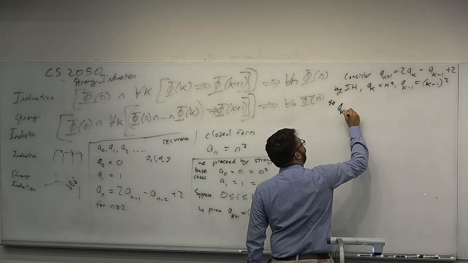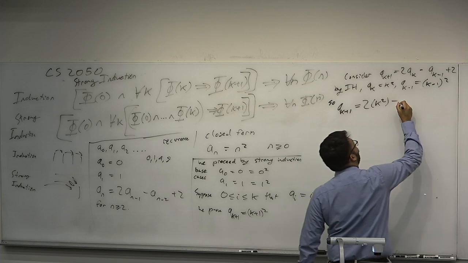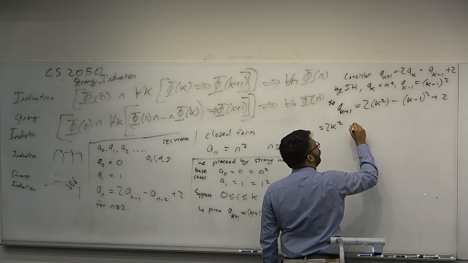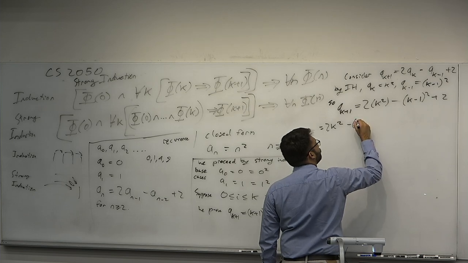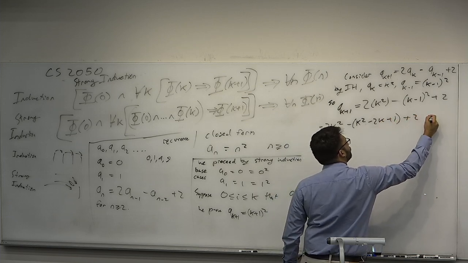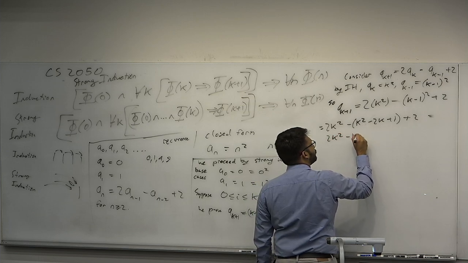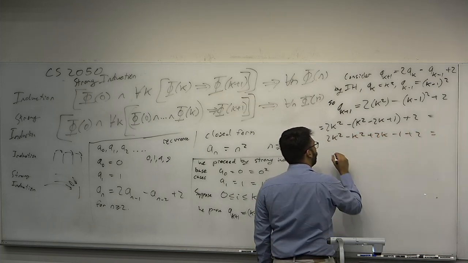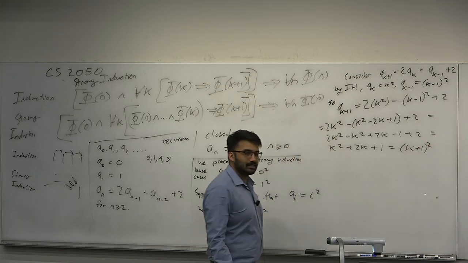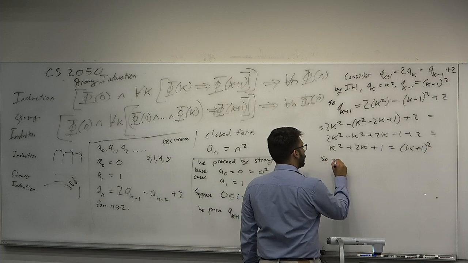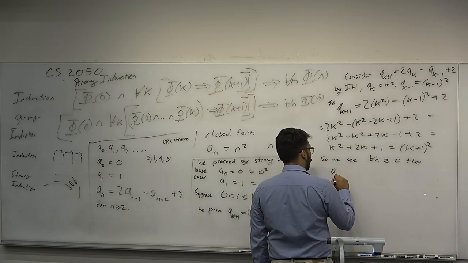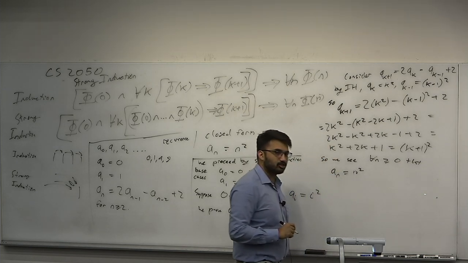So A of k plus 1 is equal to 2 times k squared minus k minus 1 squared plus 2, which is equal to 2k squared minus k squared plus 2k minus 1 plus 2, which is equal to k squared plus 2k plus 1, which is equal to k plus 1 squared, as desired. So we see for all n greater than or equal to 0 that A of n is equal to n squared by strong induction, in fact.